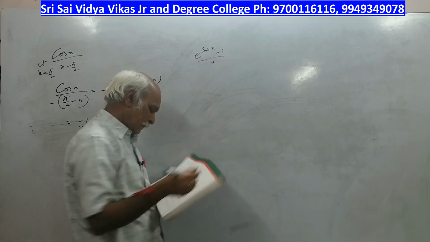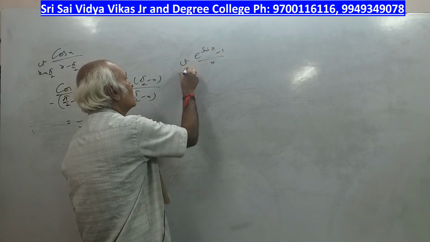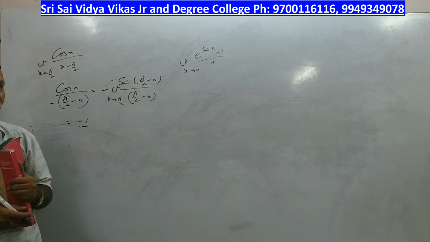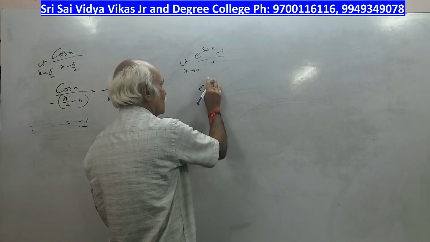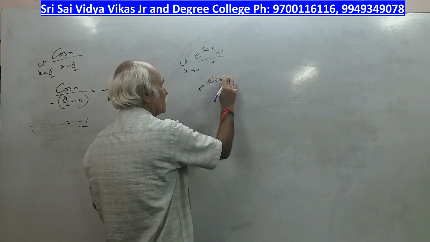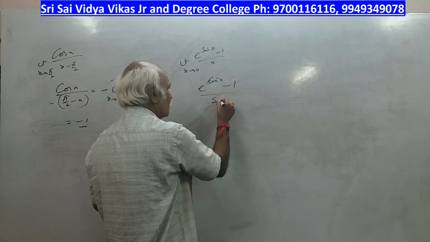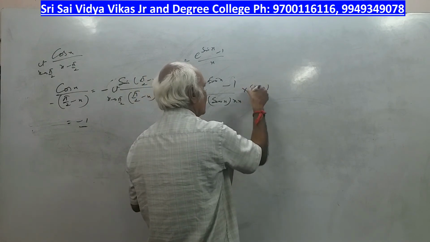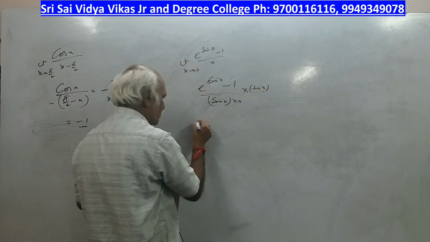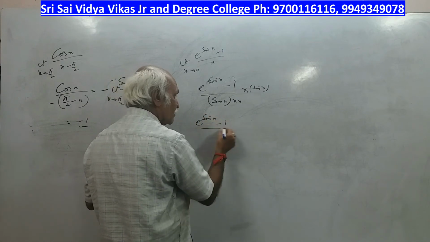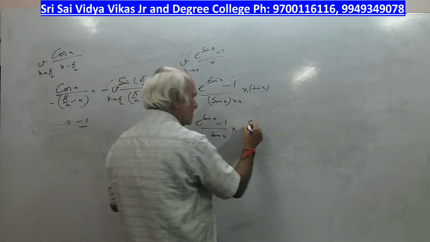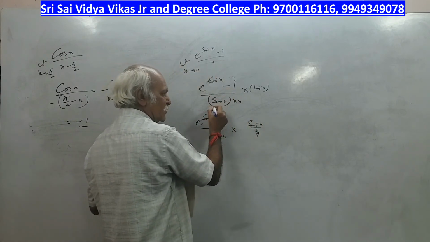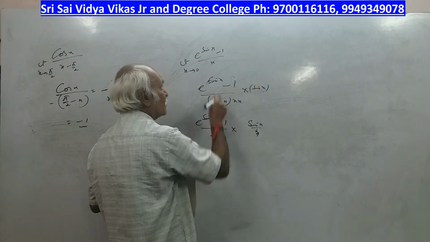Limit x tends to 0, e power sin x minus 1 by x. So this can be written, look at here what I am doing: e power sin x minus 1 by sin x, into x. Already x is there, so extra I am writing sin x, and you have to write sin x here. So this becomes e power sin x minus 1 by sin x into sin x by x. What I have done: multiplied here, divided by sin x, so here also we have to multiply. So sin x and sin x will get cancelled, we will get back this.